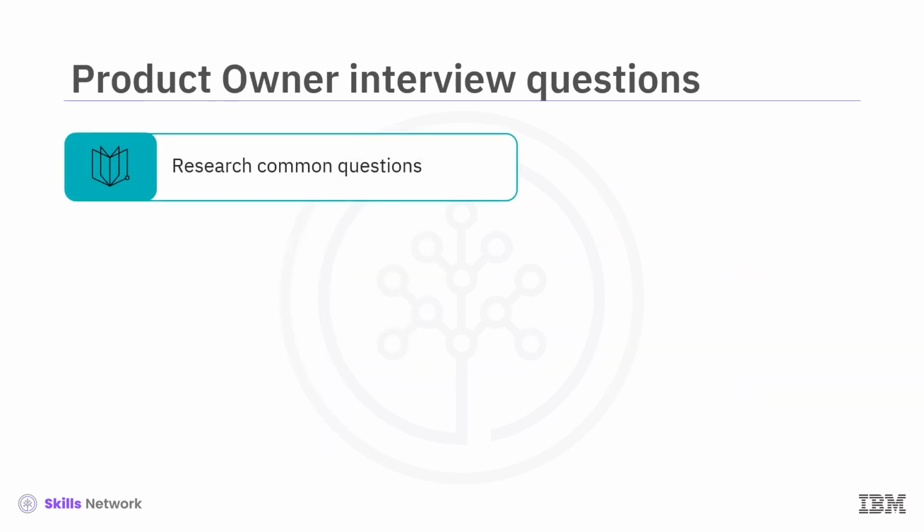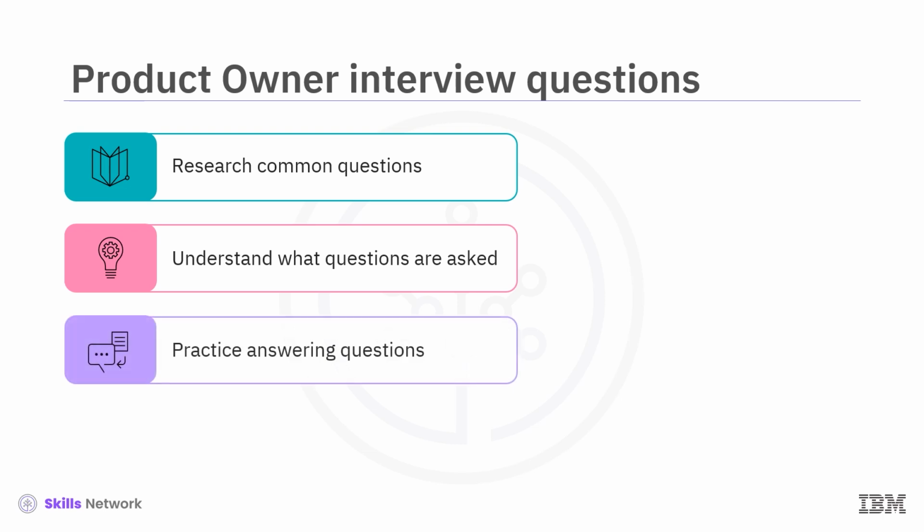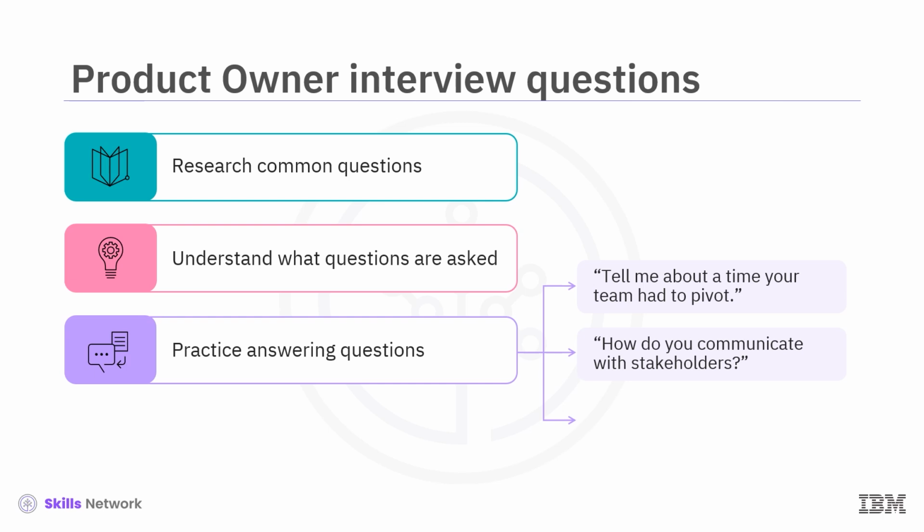answers. You can also research common product owner interview questions on sites such as Glassdoor to understand what a company has asked in the past. Practice answering questions such as, tell me about a time your team had to pivot, how do you communicate with stakeholders, and describe a time you led a dysfunctional team.